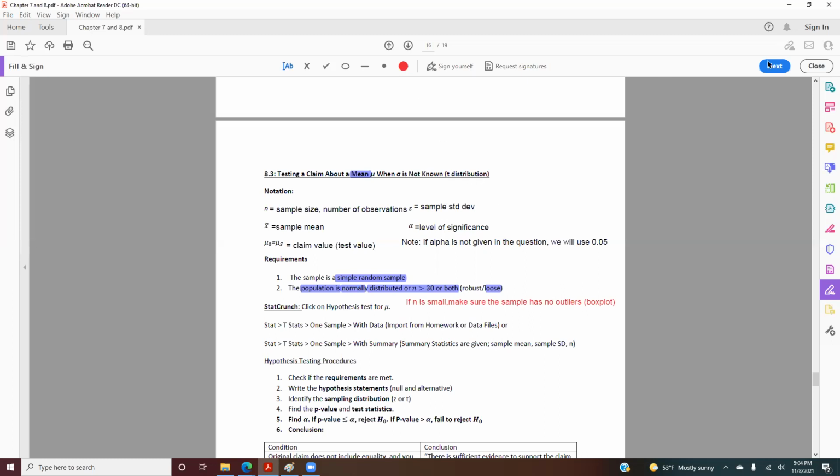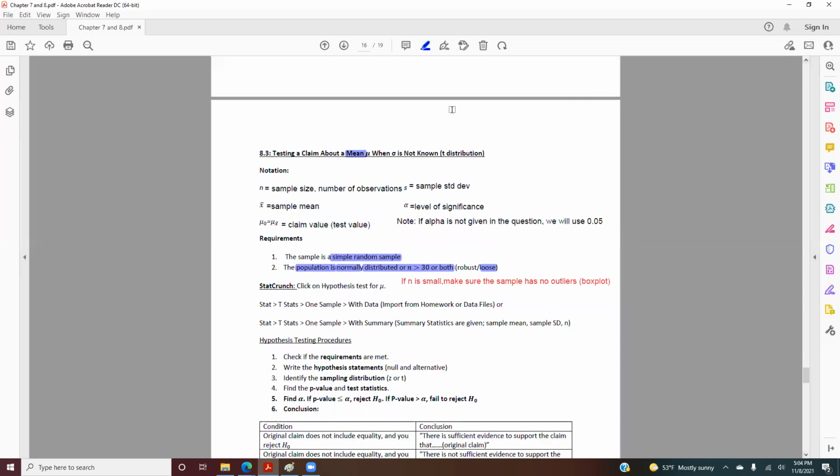Okay. What do we do in the StatCrunch? In this case, make sure you got two choices here. One choice is you do a t-stat with data, and the other one is t-stat one sample with summary. Again, what is the difference between data and summary? Summary means the summary statistics are given to us in the question, like the sample mean, sample standard deviation, and sample size. They're all given to us.